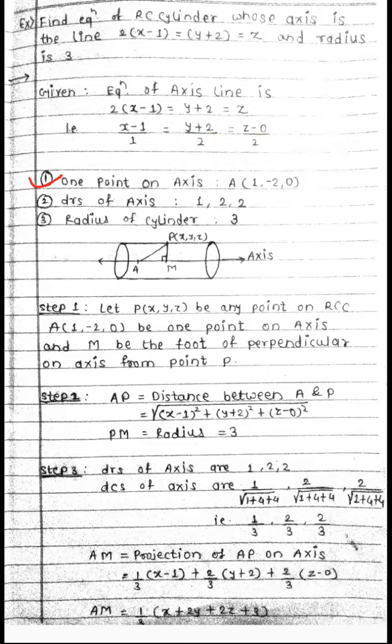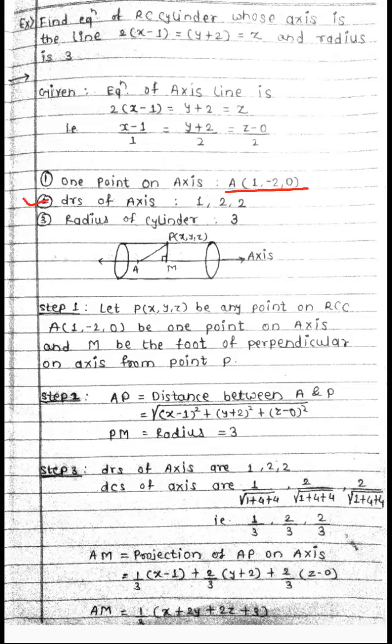First, one point. It is provided in the question. In this equation, if you observe the numerators, it is x minus 1, so the first coordinate is 1, y plus 2, so the second coordinate is minus 2, and z minus 0, so the third coordinate is 0. Clear here? So the one point on the axis is (1, minus 2, 0). Any line passing through that point must satisfy that equation, so that we can find the point on the axis.